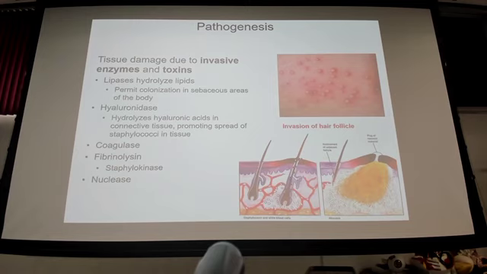There's coagulase. Again, what does coagulase do as a virulence factor for Staph aureus? Yeah, it forms more or less a protective clot or barrier around the bacteria to prevent it from being cleared by the immune system.